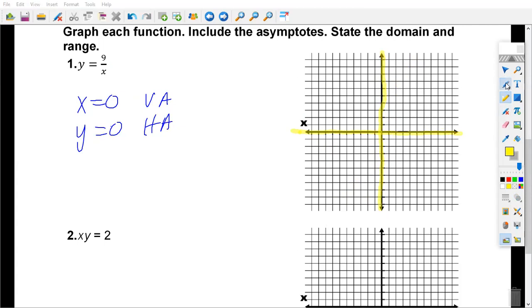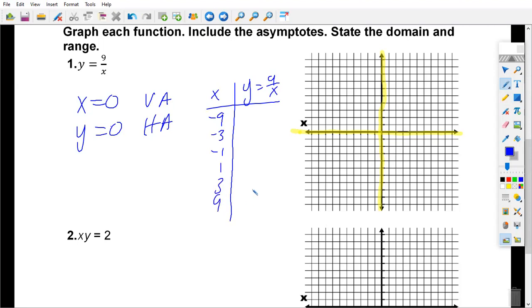Okay. Next, we're going to choose points that work well. So when I'm creating my table, what are good values that are going to work here? So you could have started with -9, -3, -1, 1, 3, and 9. Those are going to be my easiest ones to work with, right? So 9 divided by -9 is going to give me -1. 9 divided by -3 is going to give me -3. And then we have -9, 9, 3, and 1.